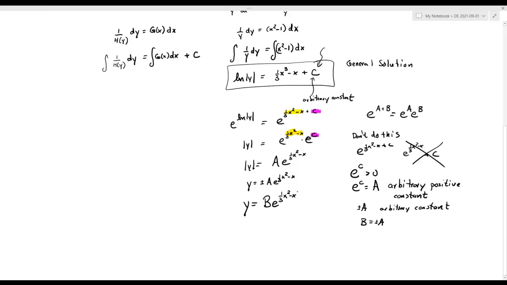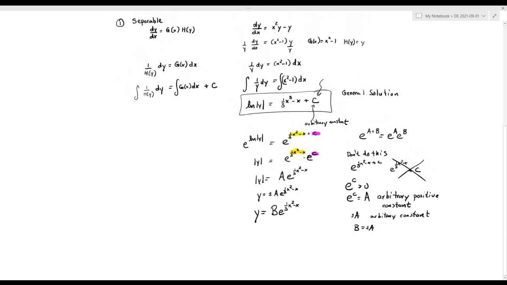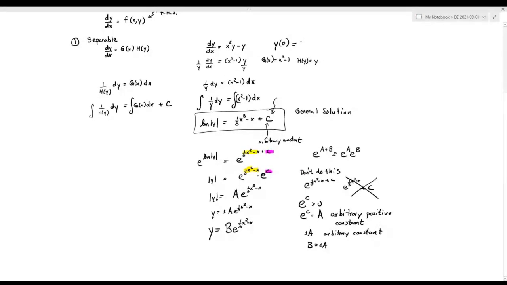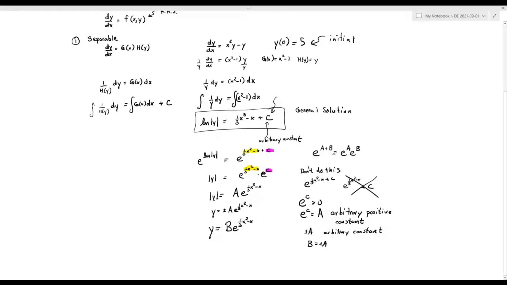Okay. And if you had an initial condition, so sometimes they give you that differential equation, and then they say that y at 0 is some number, let's say 5, right? So that's called an initial condition. And the differential equation, together with an initial condition, is called an initial value problem. What it allows you to do is take the family of solutions, the general solution, and pluck out the one function which satisfies that initial condition.